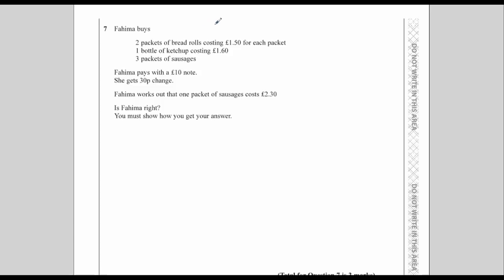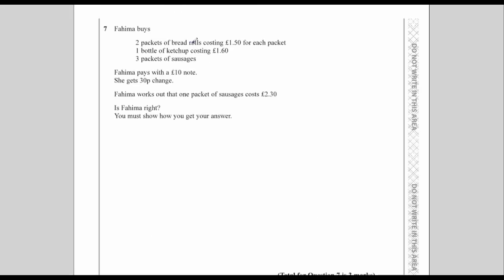Fahima buys 2 packets of bread rolls costing £1.50 each packet, 1 bottle of ketchup costing £1.60, 3 packets of sausages. Wonder if she's going to have a barbecue. Fahima pays with a £10 note. She gets 30p change. Fahima works out that 1 packet of sausages costs £2.30. Is Fahima right? You must show how you get your answer. Let's see how many marks are available here. It's 3 marks.